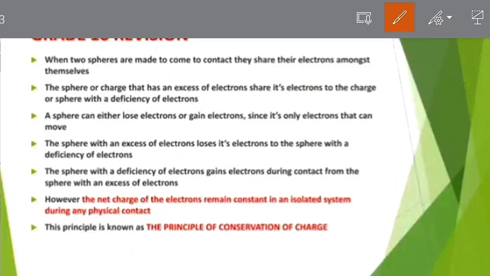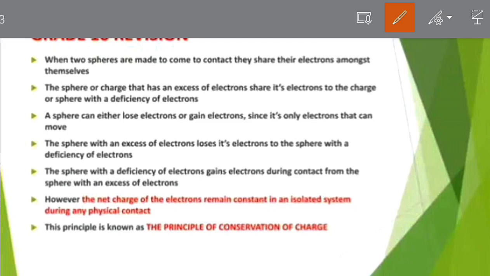So we say when two spheres are made to come into contact, they will share those electrons among themselves, but the way of sharing will be that the one with excess electrons will give to the one with the deficiency of electrons. Now we say a sphere can either lose electrons or gain electrons, since it's only electrons that can move, right? The sphere with an excess of electrons loses its electrons to the sphere with a deficiency of electrons. The sphere with a deficiency of electrons will then gain electrons during contact from the sphere with an excess of electrons.